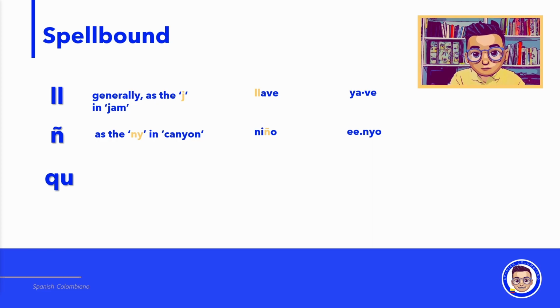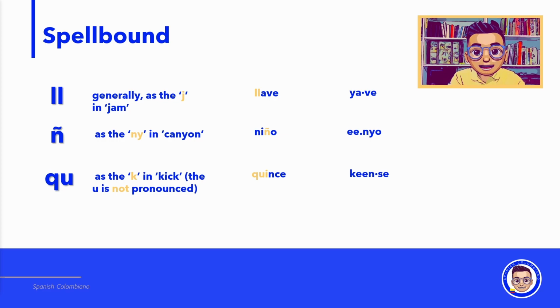The next spelling rule is the letter Q followed by U. For this combination, we pronounce it as the K in "kick." The U is never pronounced. An example is qui. It has Q, U, and I, and we pronounce that single syllable like "ki."